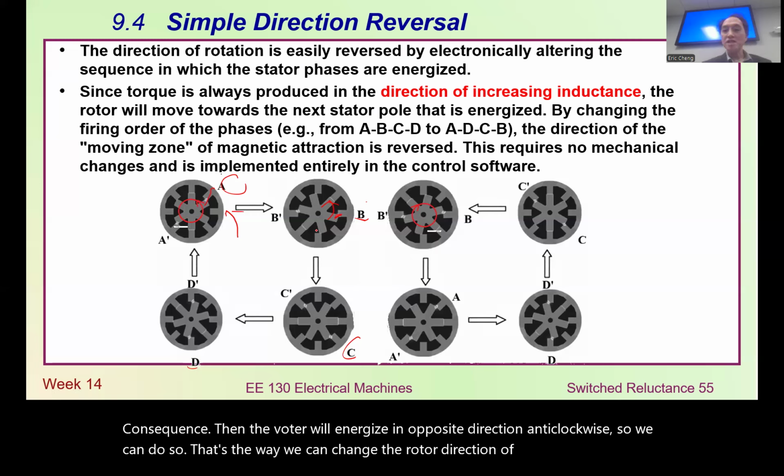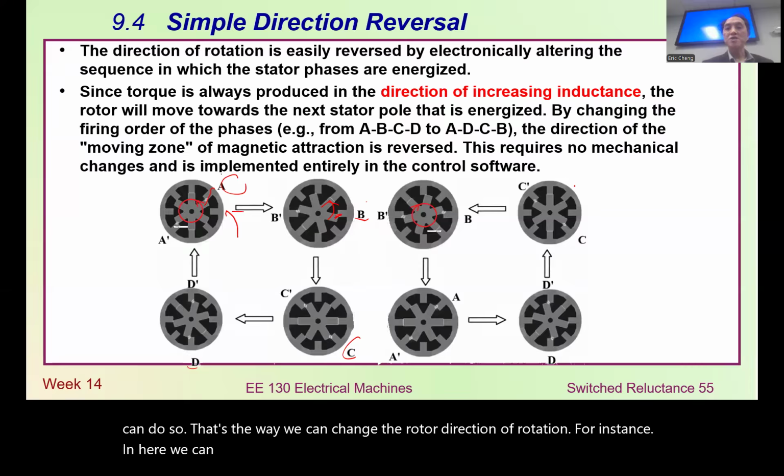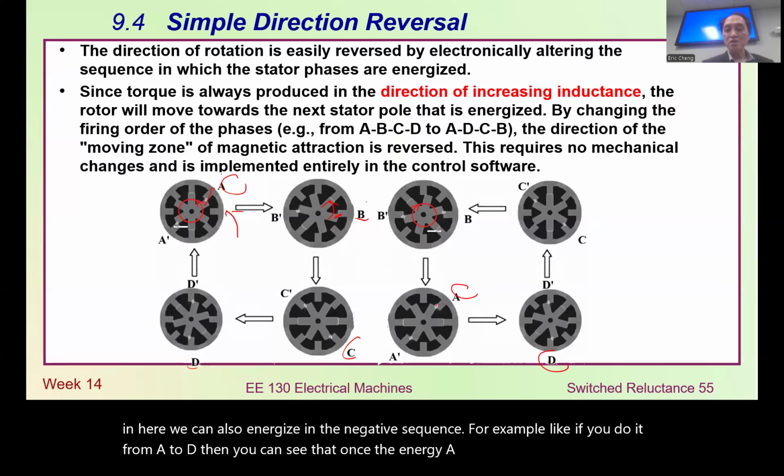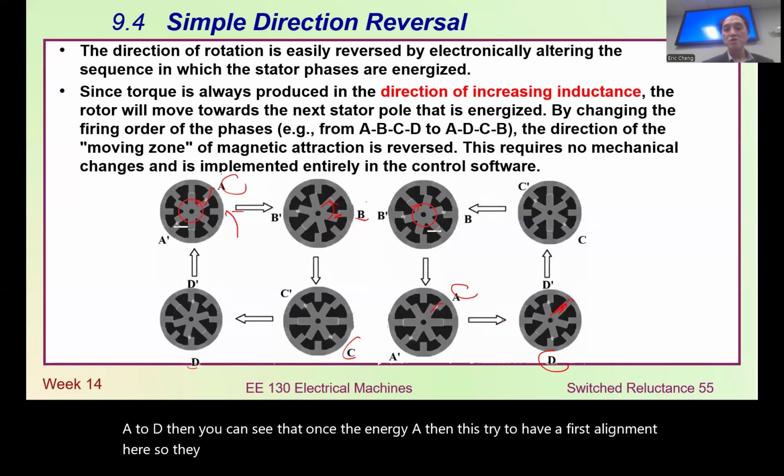For instance, here we can also energize in the negative sequence. For example, if you do it from A to D, then you can see that once you energize A, the rotor tries to have a first alignment here, so they align in such a way. So that means the rotor will rotate in clockwise direction.